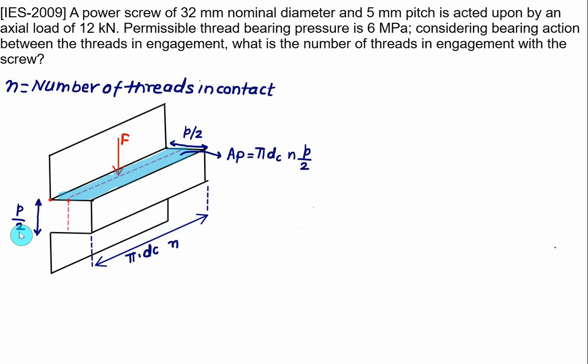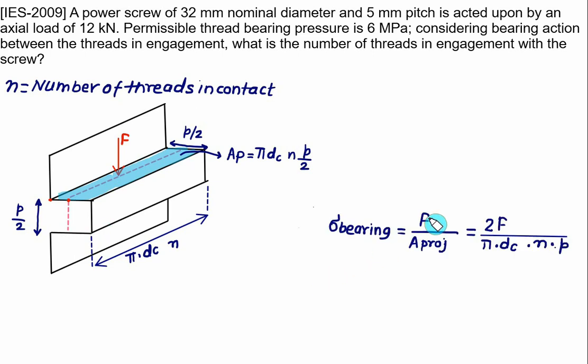Height of the thread is p by 2, width is also equal to p by 2. In that case, the projected area will be equal to pi into dc into n multiplied by width, which is equal to p by 2. So force upon area will be the bearing stress. So bearing stress is given as force upon projected area, and the projected area is same as pi into dc into n number of threads multiplied by pitch.